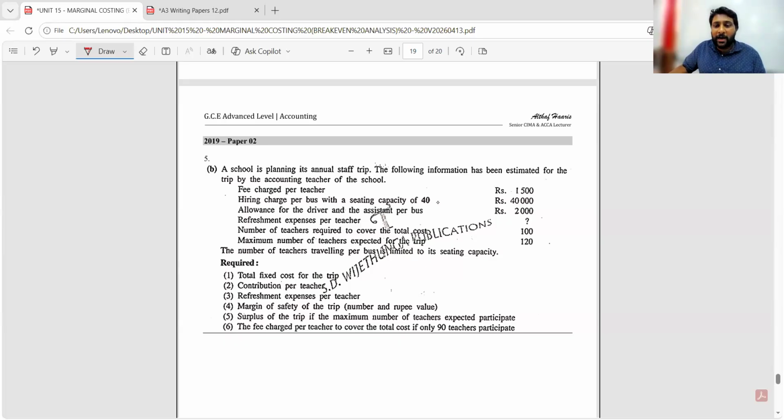Hiring charges. Bus. Is the bus fixed or variable? If you take a bus, even if one teacher comes or 40 teachers come, you have to pay 40,000. The 40,000 bus fee will not change. This is not the regular route bus; we are going to rent out a bus.